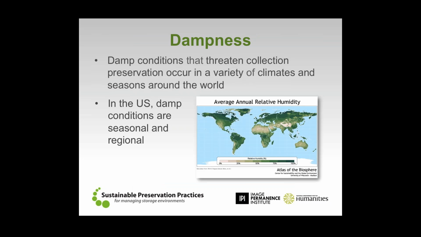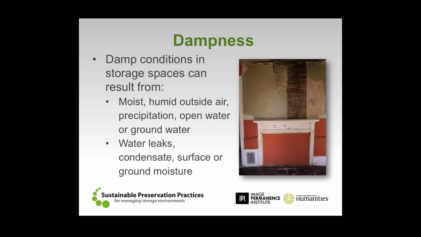Damp conditions, as we said before, are a reality for much of the world, not only seasonally in different parts of the U.S. and Canada, but also in tropic and equatorial regions, where we have severe issues and problems with dampness year-round. To move through, what is it that we're dealing with? Where does this come from and what does it cause?